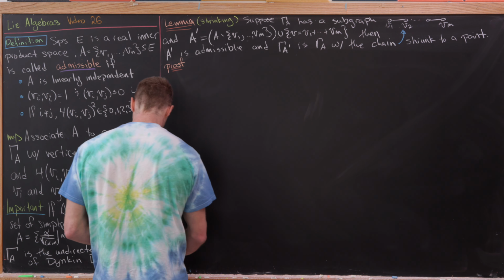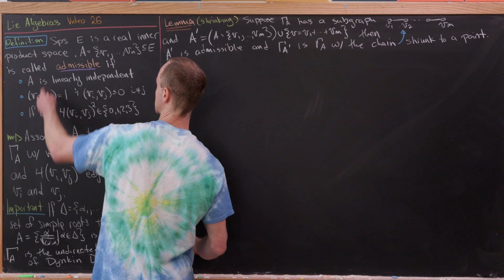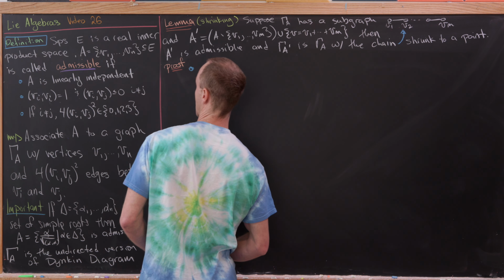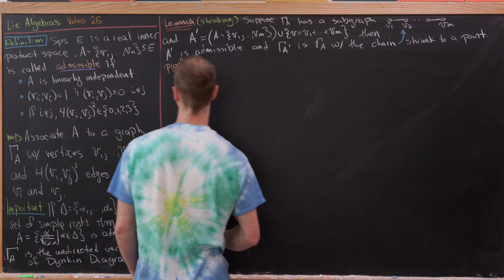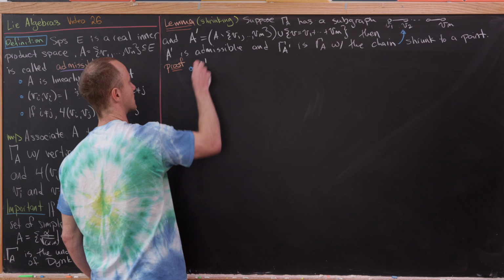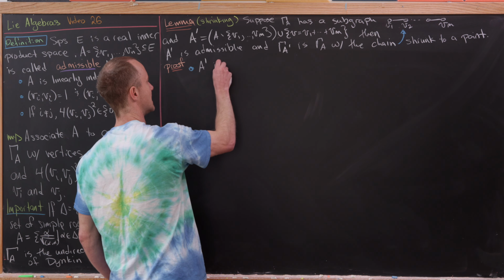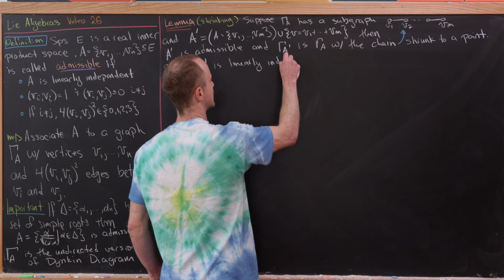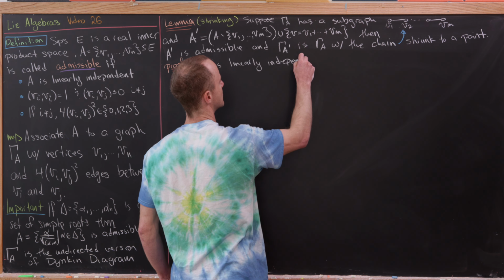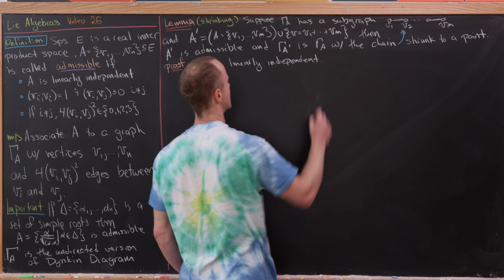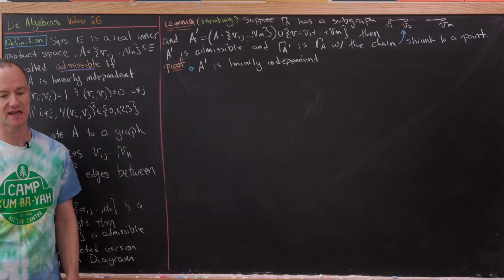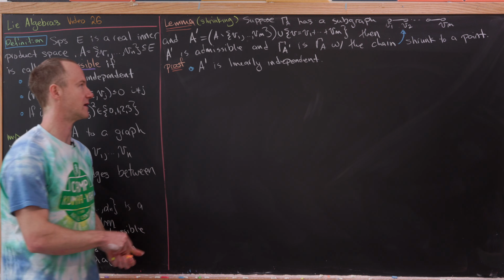Okay, so now, well, let's get to the proof. But let's observe over here, we know that we've got to show these things right here. So this first one, that any admissible set is linearly independent, that's pretty clear. So I'll just say A prime is linearly independent. And that's just completely inherited immediately from the fact that A is admissible and thus A is linearly independent.